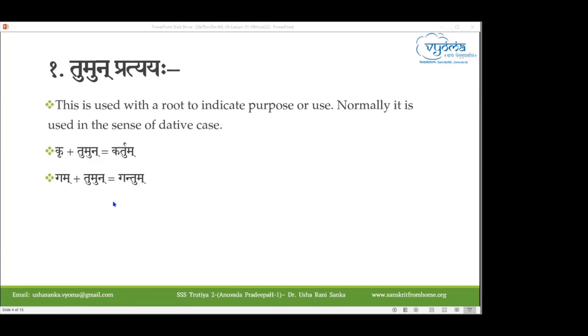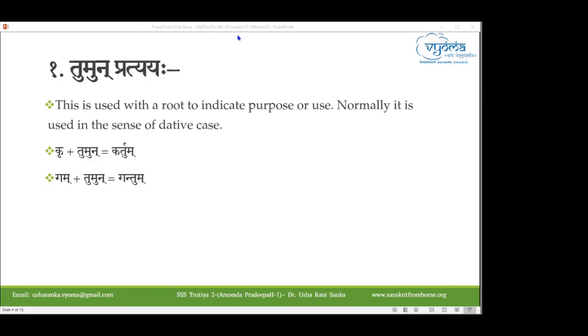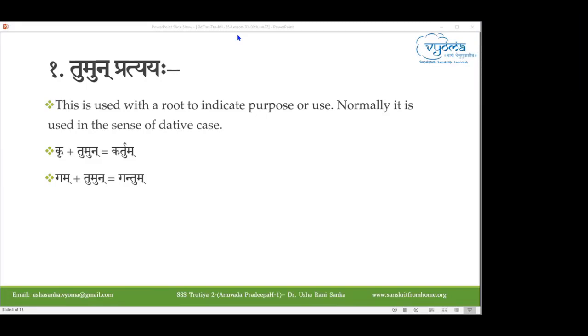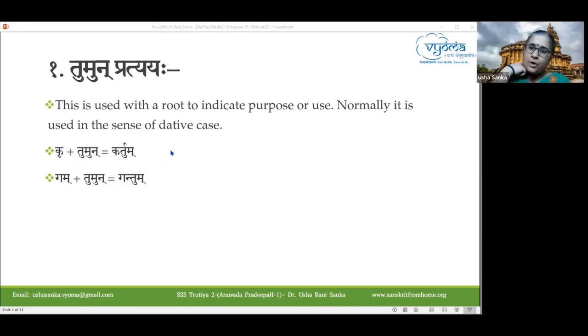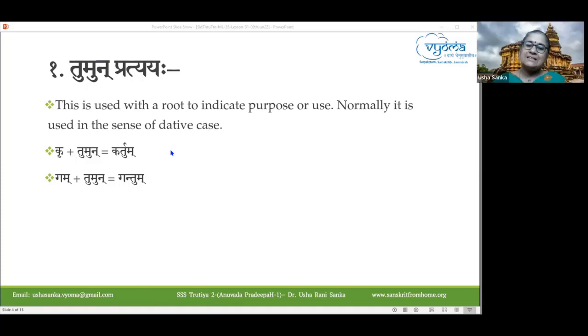Kr. You want me to say krituman, kartum? What is the change? Kr is action, doing. Tumun pratyaya came as kartum, for doing. I was thinking about having done, to be done. No, not to be done. For doing is the correct one. Kartum, for doing. To be done is kartavyam, that will come in tavyat and others.